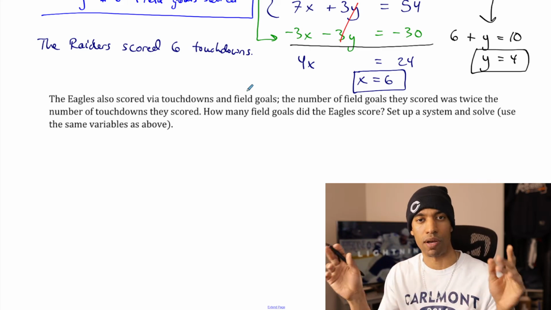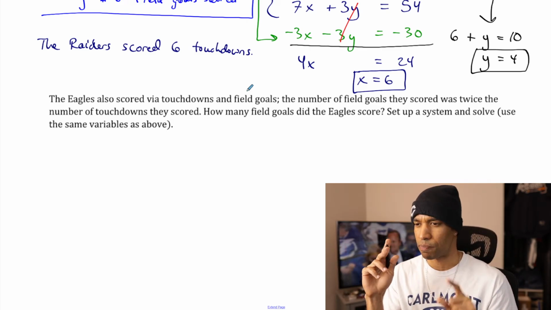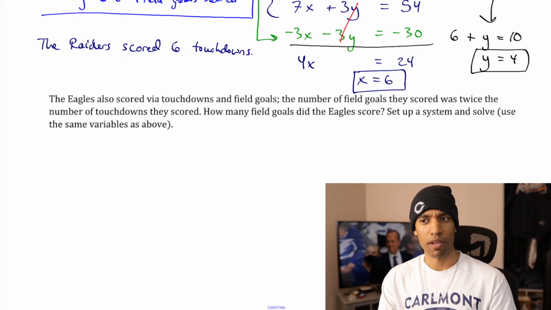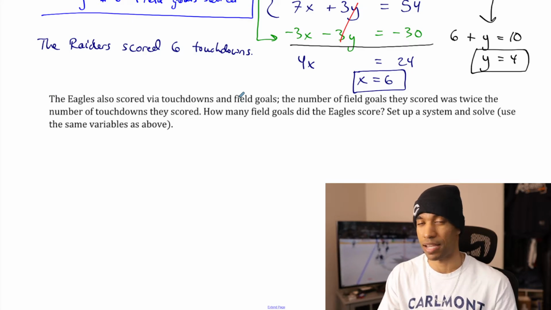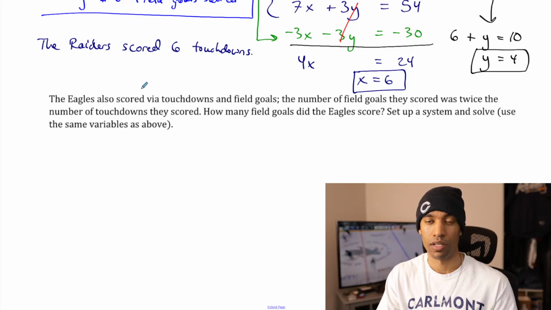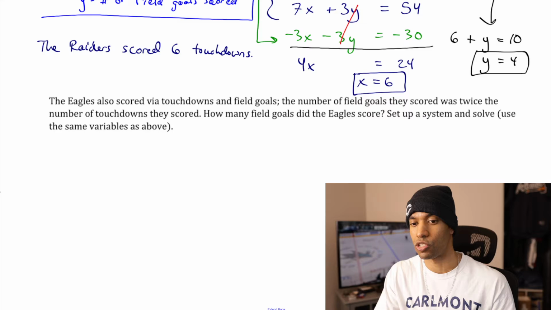Let's use the same variables as above. X is number of touchdowns. Y is number of field goals. All right, it sounds like they only gave us one bit of information, though. We scored touchdowns and field goals. They didn't say how many they combined to be, though. Can't assume it's 10 times. In fact, they only scored 39 points.